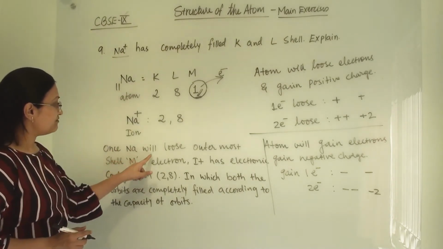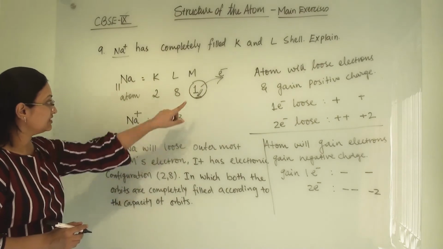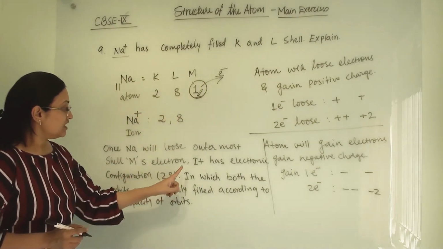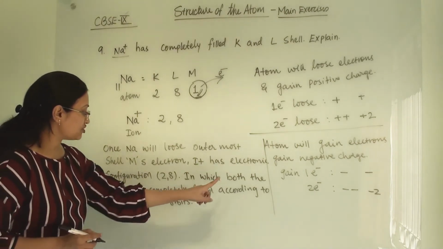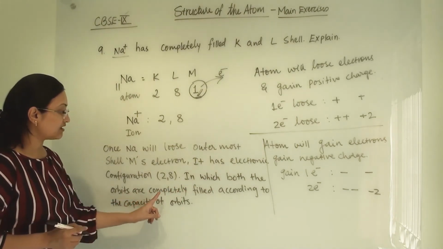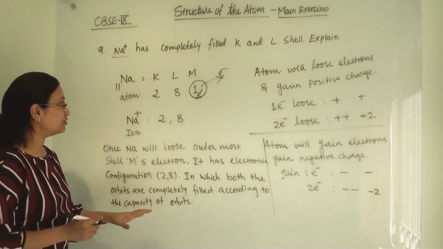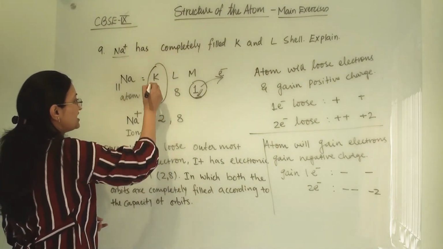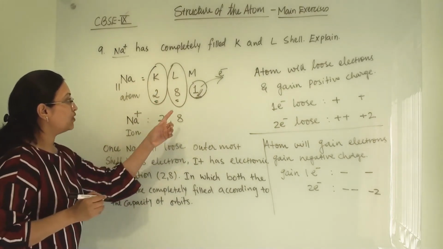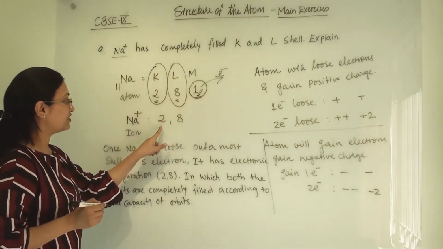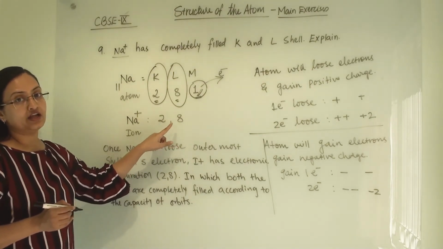Once Na loses its outermost shell electron, that is the M shell's electron, this one electron, it has the electronic configuration 2, 8, in which both the orbits are completely filled according to the capacity of the orbits. We know that the maximum capacity of K is 2 and the maximum capacity of L is 8. Once it loses this one electron, it has two orbits and both of these orbits are completely filled.